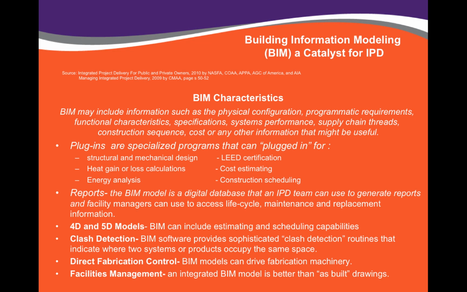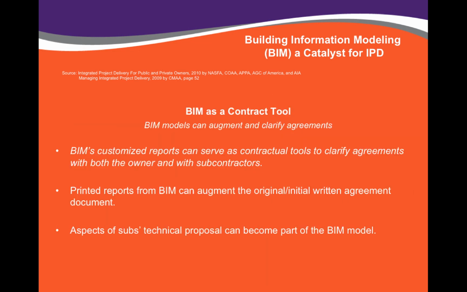The clash detection feature: BIM software provides sophisticated clash detection that indicates where two systems or products occupy the same space, and this is really helpful to do before a project is being constructed. You have direct fabrication control. BIM models can drive fabrication machinery. And facilities management: an integrated BIM model is better than as-built drawings.